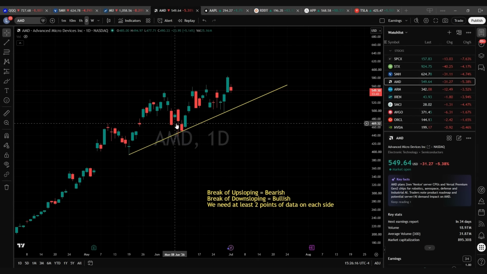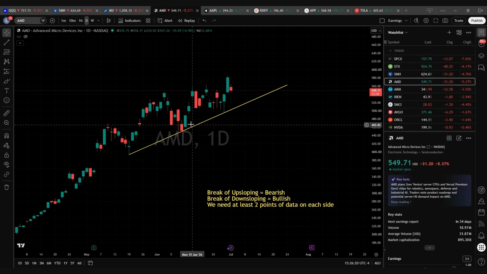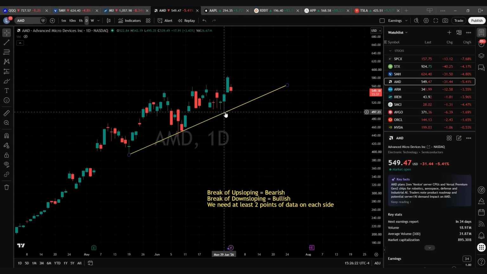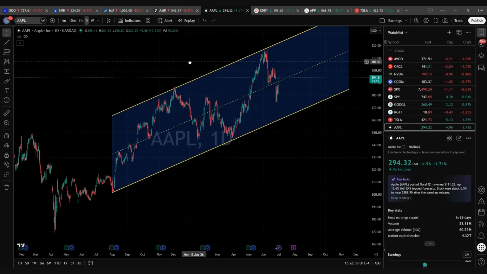You see it hit here, pierce but recover, tap it again, unable to break down from it, and then again right here, bouncing off of it basically perfectly, right? So although it's not exactly a parallel channel, it's still a nice trend line that you can play on a break and a retrace. I'll show you guys a few more.